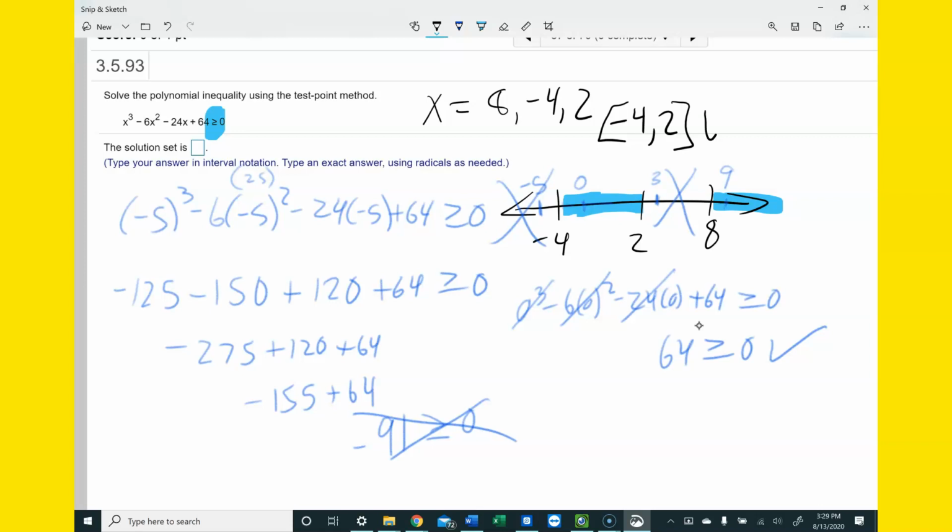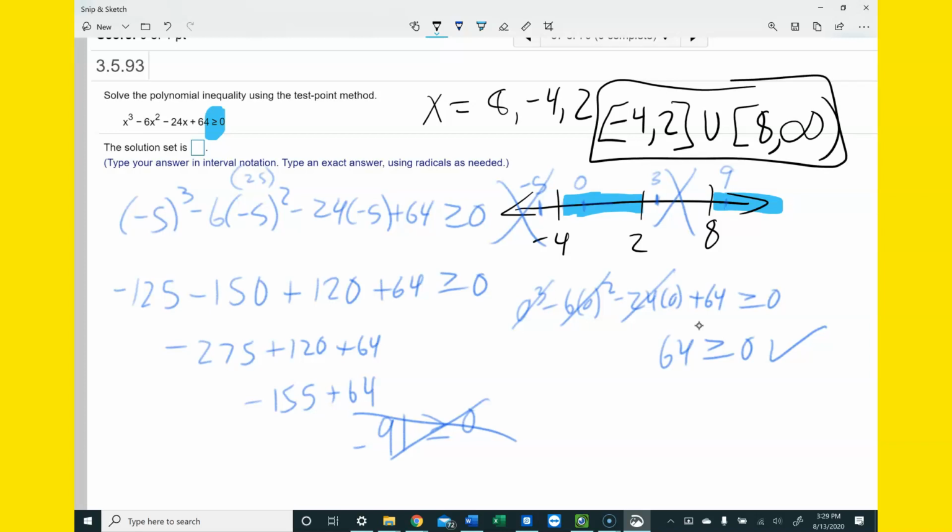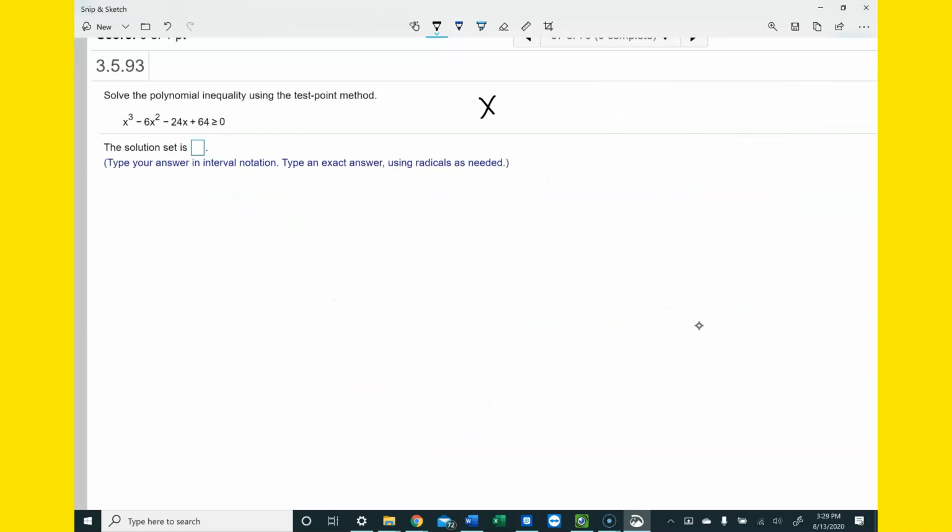So -4 to 2 union 8 to infinity. And the parenthesis always goes on infinity. So this would be my answer. Now let me show you another way to do this. We had our answers: they were 8, -4, and 2.